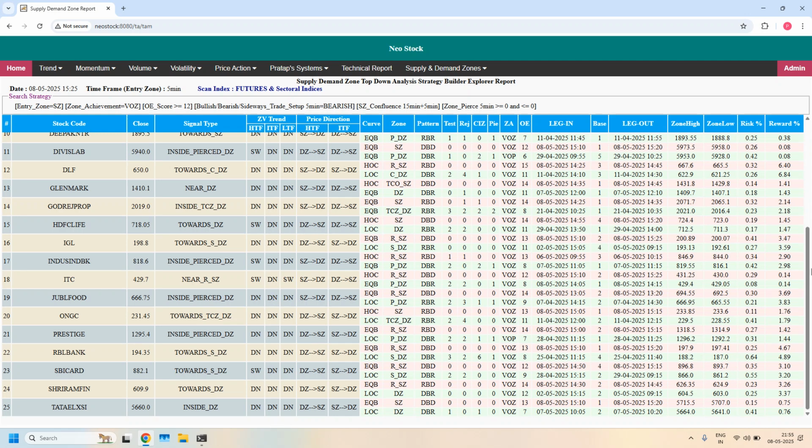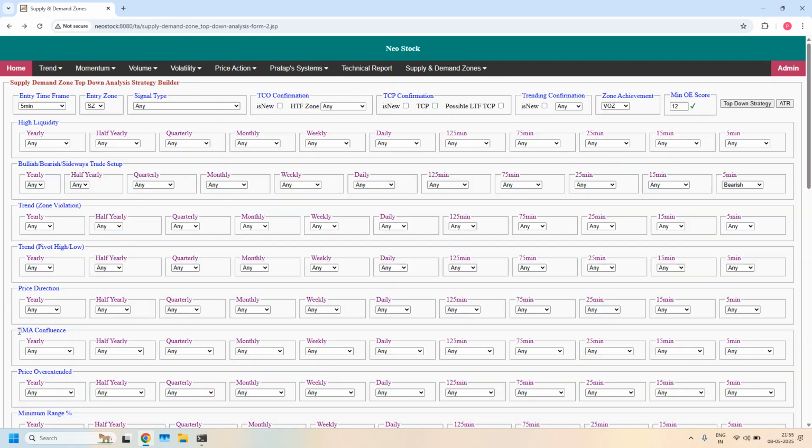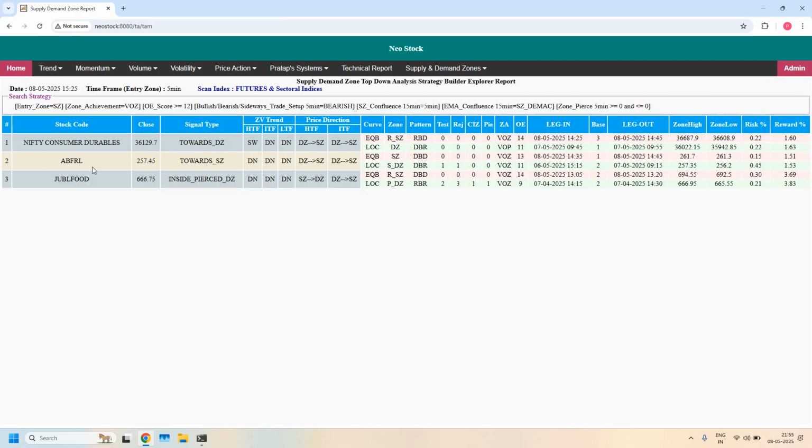So let's check any 15-minute supply zones are having daily EMA confluence. In that case, the overlapped 5 minute supply zones might be having, because it is bearish trade setup, entry zone is supply zone, they might be having more high probability to get success. So out of 25 stocks, in EMA confluence at 15 minutes time frame, I am checking 15 minute supply zone having daily EMA or not. So 3 stocks are filtered. So probably these 3 5-minute supply zones might be having more high probability to get success compared to the others.